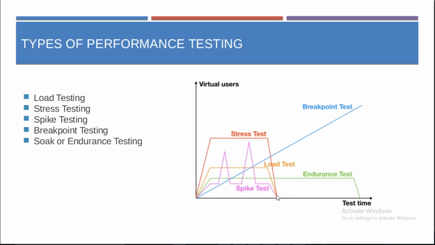If you see here, all the test timings are the same for the other tests, but for breakpoint I don't know where I'll achieve my breakpoint, so I keep on trying. But the endurance test timing is longer. Okay, understood what the different types of performance testing are?